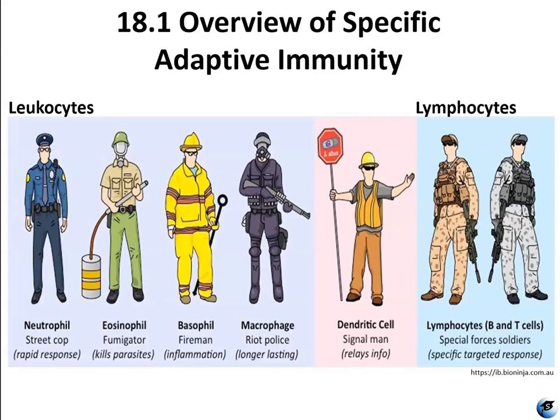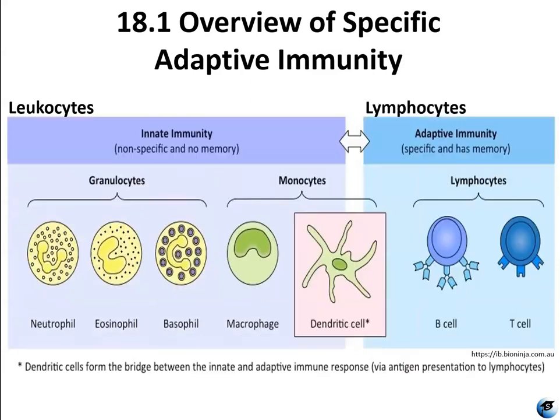And then your dendritic cells, these are the signal men. These are the ones that are directing traffic. In other words, the dendritic cells form a bridge between the innate and adaptive immune response by presenting antigens to the B and to the T cells of the adaptive immune system. So that's what's shown here. You have your innate granulocytes and monocytes, so these are the different types of leukocytes. Then you have dendritic cells that help these guys communicate with the lymphocytes over here, the B cells and the T cells.